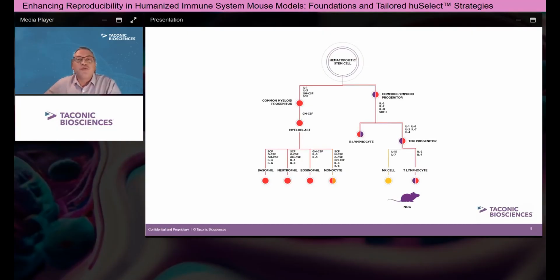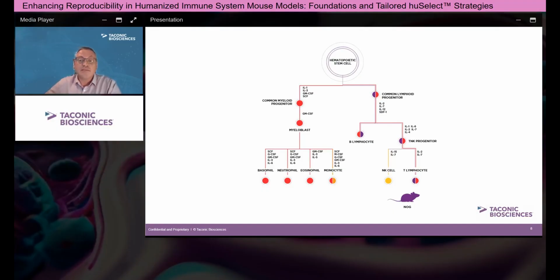Now, as I mentioned, one of the challenges with hematopoietic stem cell engrafted HIS mice is being able to support various immune cell lineages. Now, this is a chart showing the differentiation of various immune cell lineages and the various cytokines that are required to support lineage commitment down each of these arms. Since mice and humans differ, the mice will lack some of the critical cytokines to support differentiation of certain lineages, in particular the myeloid cell lineages.